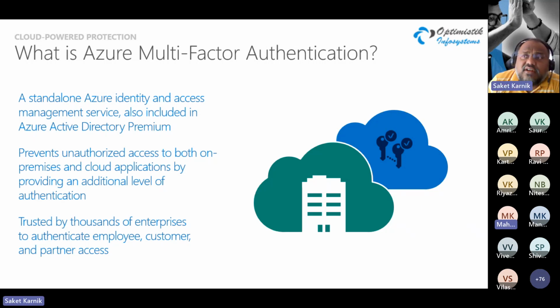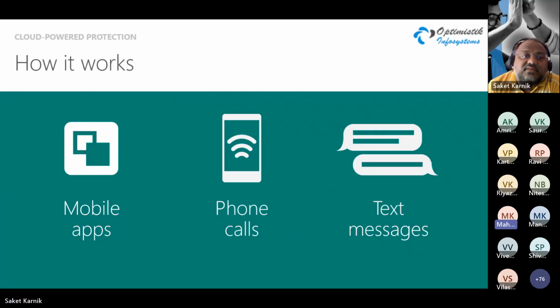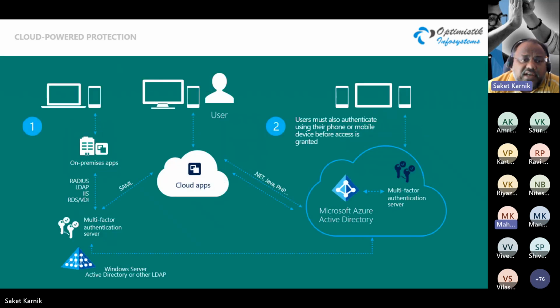So that's why it is called multi-level or multi-factor authentication. Right, and how it works, it could be an authenticator app, it could be based on a phone call, IVR based, it could be a text message that is containing the OTP, right?